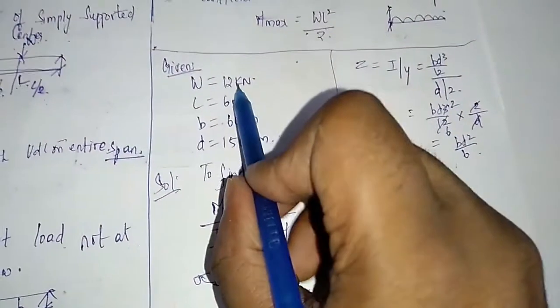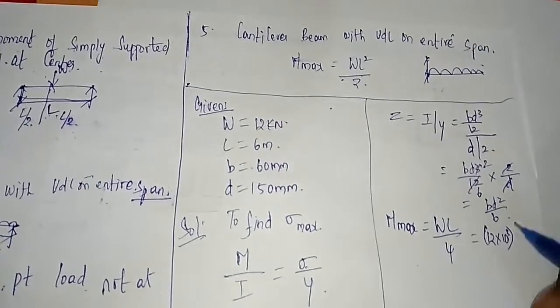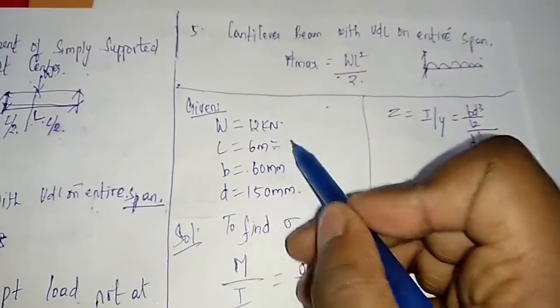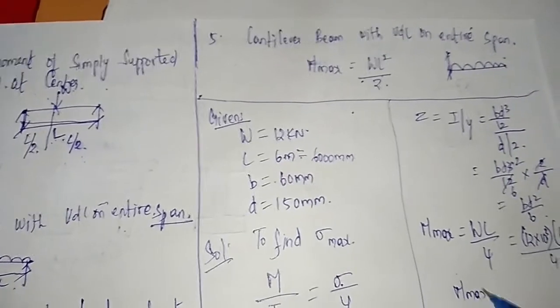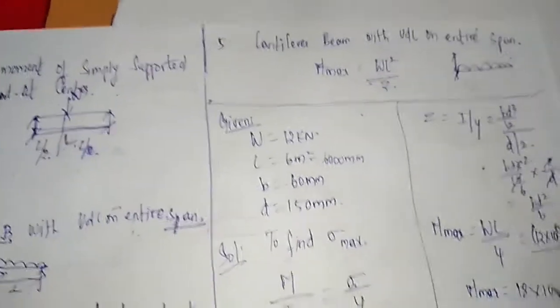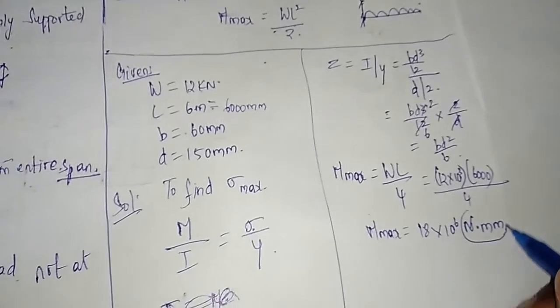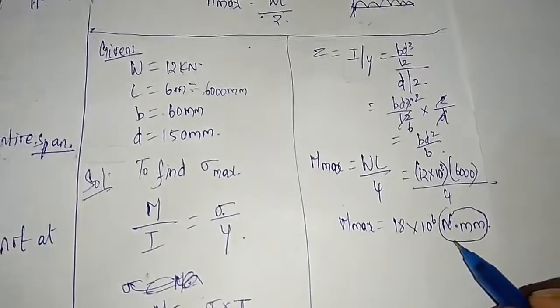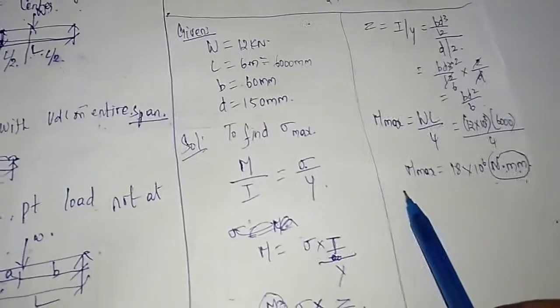So shall we convert into Newton? It is 12 kilonewton. Converting into Newton means into 10 to the power of 3. So 12 into 10 to the power of 3 into 6 meter. 6 meter is nothing but 6000 millimeter, divided by 4. So your maximum bending moment value is 18 into 10 to the power of 6 Newton millimeter. Unit is very, very important for maximum bending moment. If you calculated in millimeter and Newton, it's Newton millimeter. If you calculated in meter and kilonewton, it's kilonewton meter. So don't forget. Now you have the maximum bending moment.